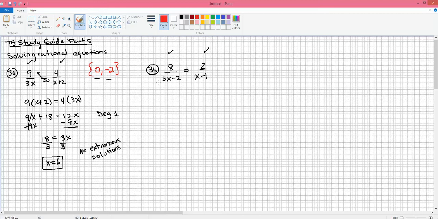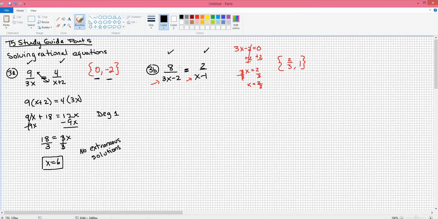Let's get our excluded values. They come from the denominators. The first one: if you can't see it, you just set 3x minus 2 equal to 0. We have 3x equals 2, so x equals 2 over 3, or 2/3. And then from the x minus 1, you get a 1. So your excluded values are 2/3 and positive 1.